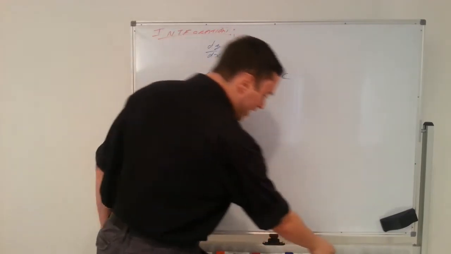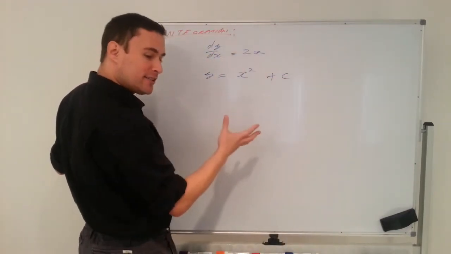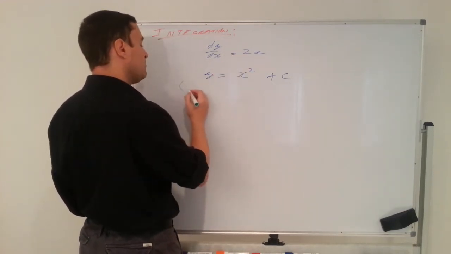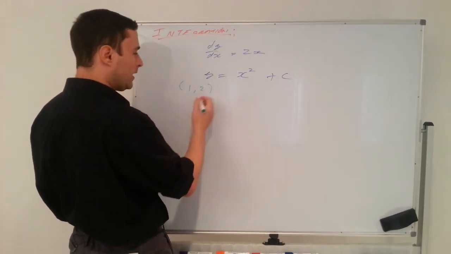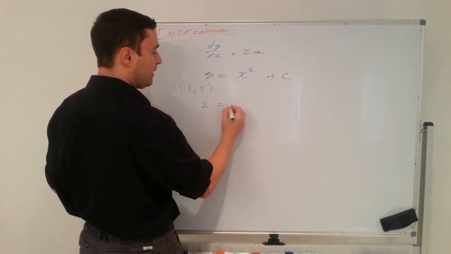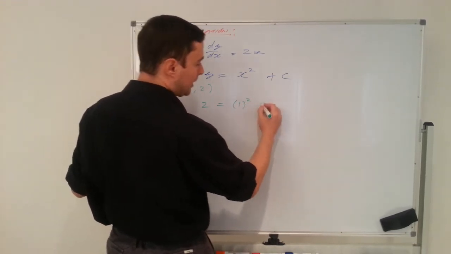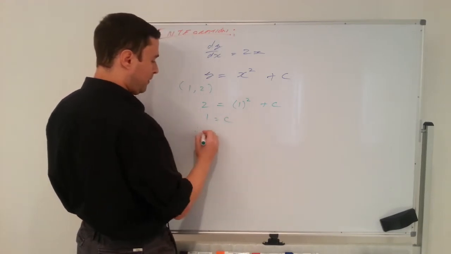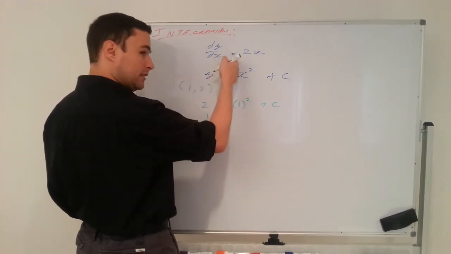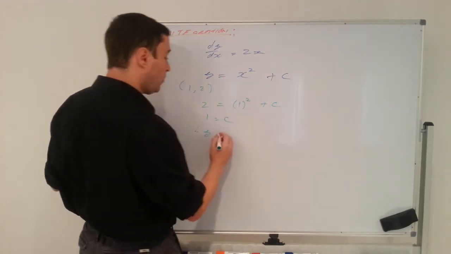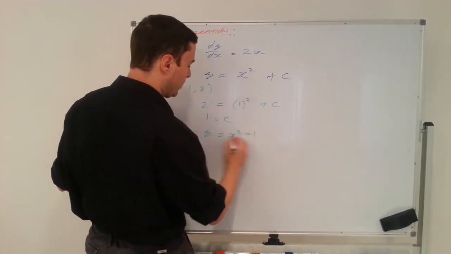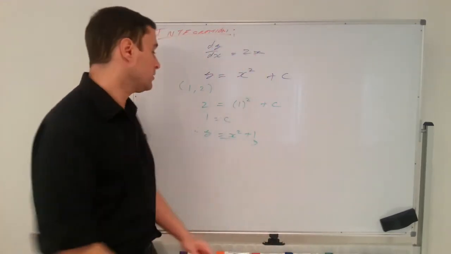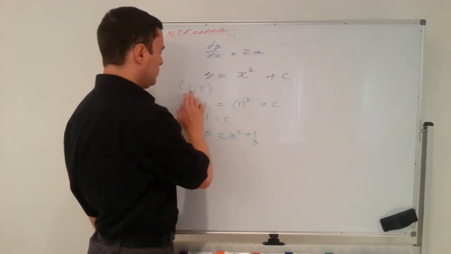If however they said, what is the function that passes through the point 1, 2? That's a piece of cake. All I do is plug 2 in for the y, plug 1 in for the x, and solve for c. In this case c equals 1, I get 1 equals c. Therefore my function that has this gradient and goes through this point is y equals x squared plus 1. That is my specific solution, my particular solution, when this gradient goes through that point.